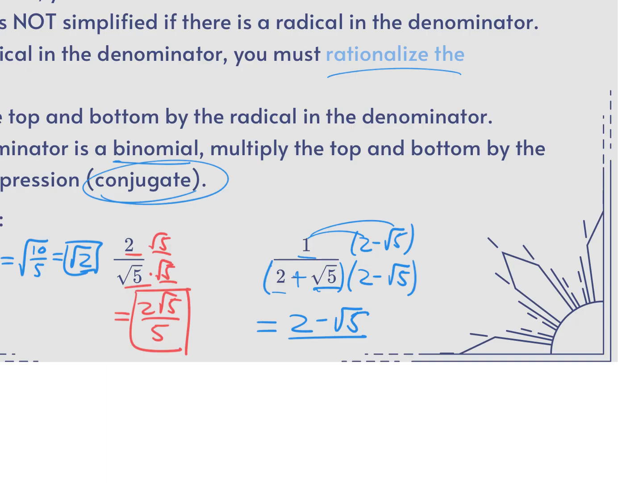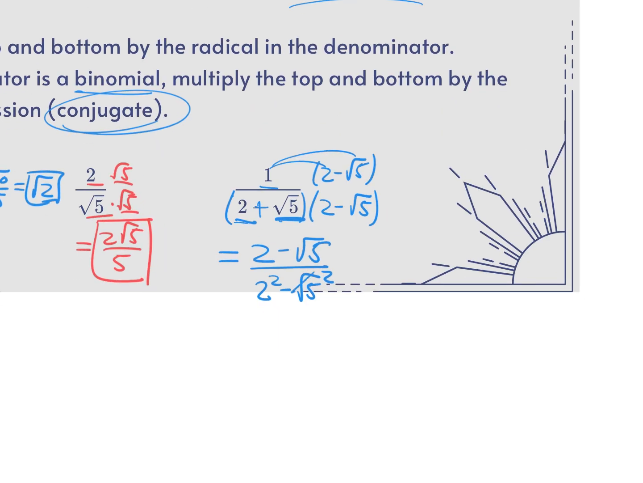And the shortcut for multiplying by the conjugate is you can square the first minus square the second, right? So instead of foiling and then canceling out the middle terms, I can just do 2 squared minus square root of 5 squared. But square root of 5 squared, square roots and squares are opposites, so I can cancel those out. And then this is going to get me 2 minus the square root of 5 over 4 minus 5. And then 4 minus 5 is negative 1. So this is 2 minus the square root of 5 over negative 1.